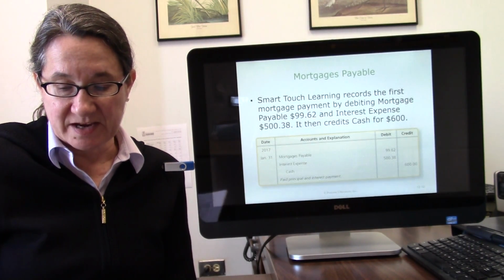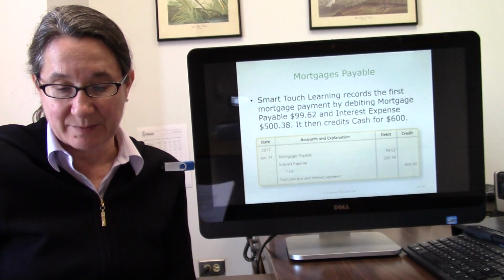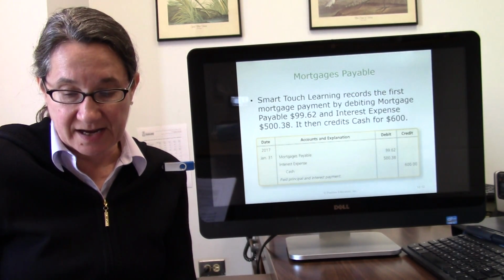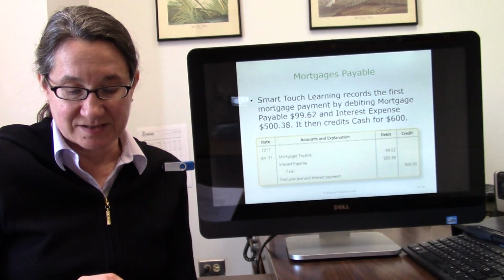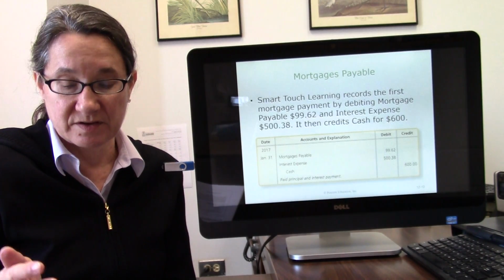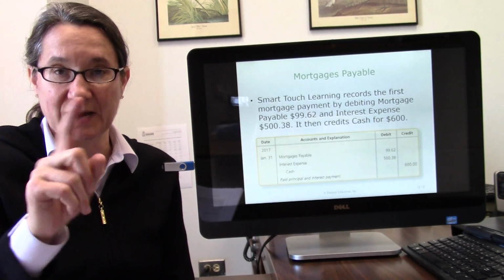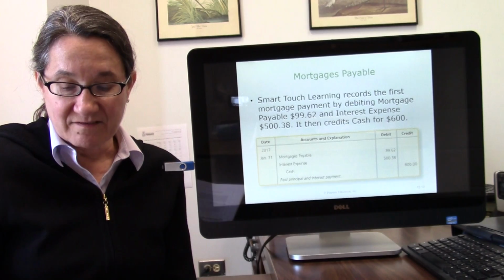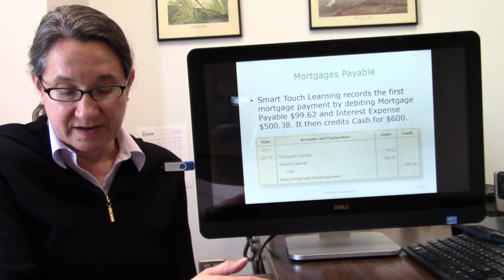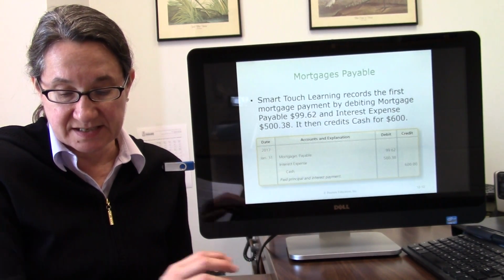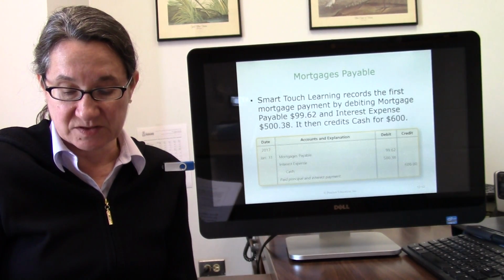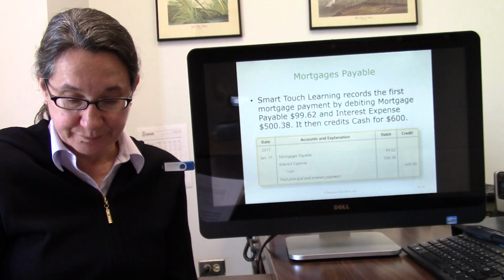We can confirm the interest calculations provided in the amortization table. The first payment on the interest is calculated as $100,075 times 6% times 1/12, right? Principal times the rate times the time, which is 1 month, or $500.38. The principal of $99.62 is the difference between the monthly payment of $600 and the interest expense of $500.38.